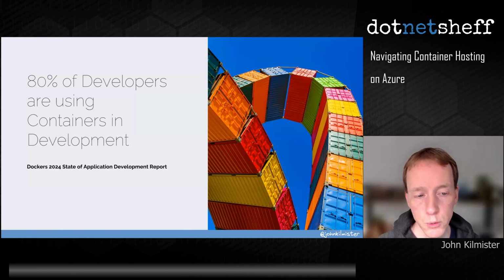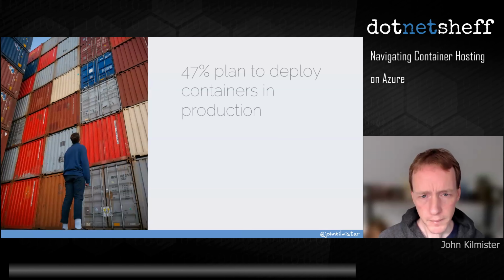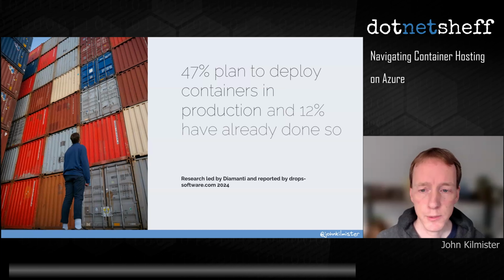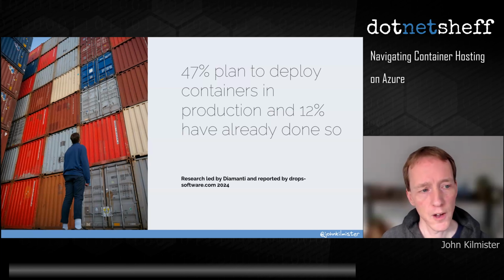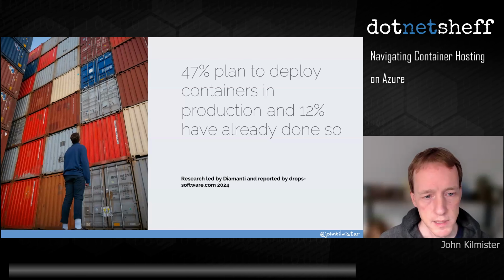However, there was also another report in 2024 which showed a slightly different story. That showed that although 47% of people planned to put their containers into production, when it came to asking who had actually done it, it was as low as 12%. So admittedly these are different reports, but we have 80% of developers saying they're using containers in some form, but only 12% are using them in production. That's a huge discrepancy. So why do we get that discrepancy?